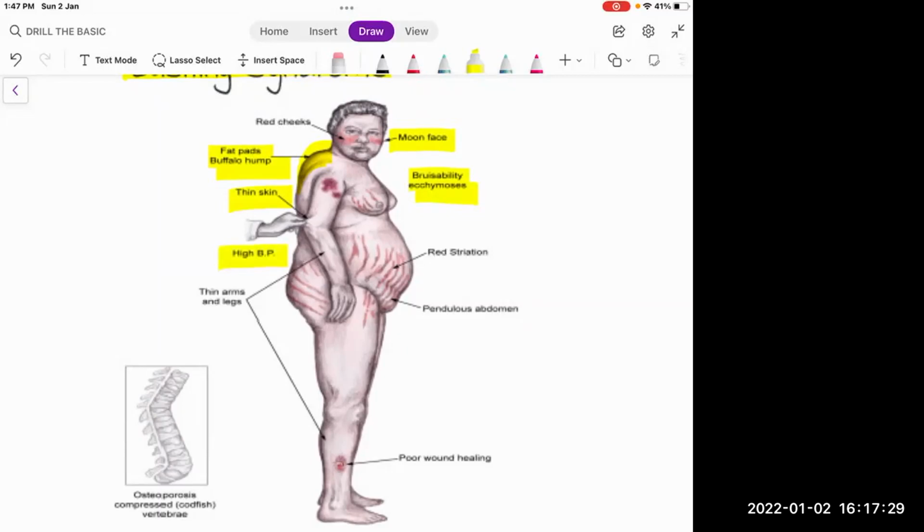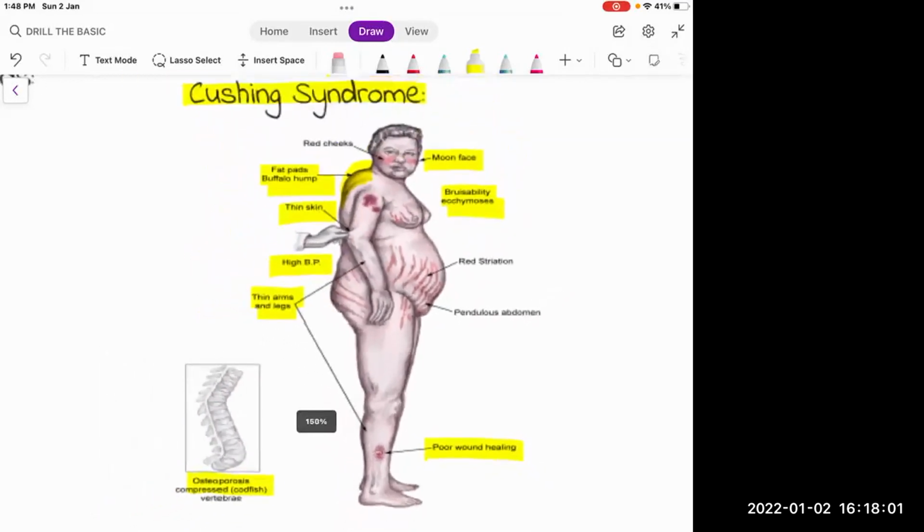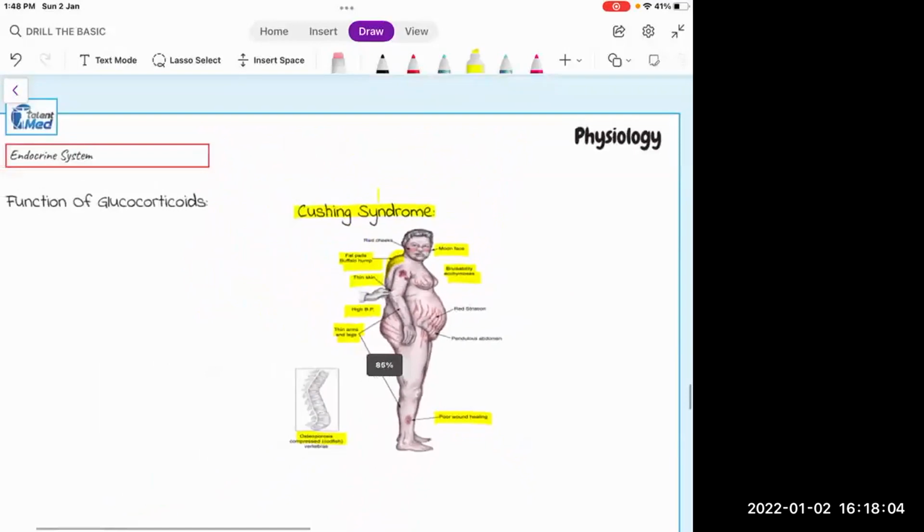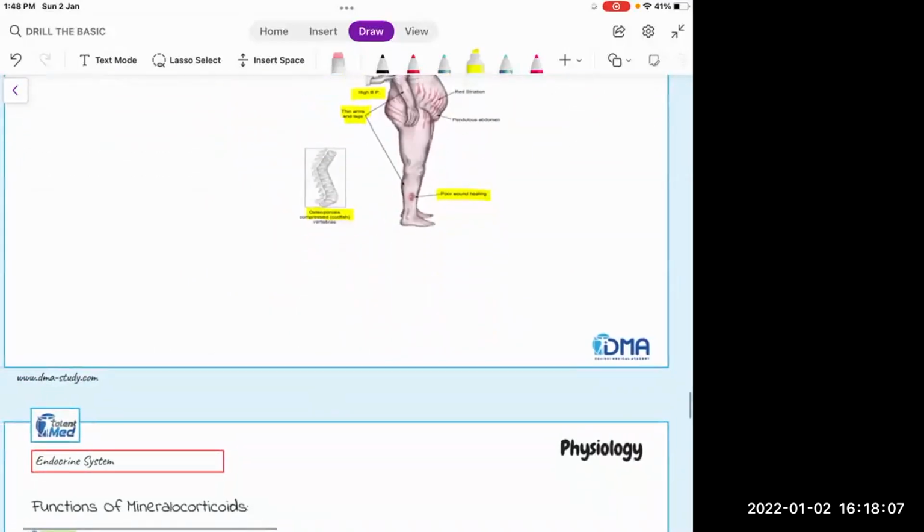So cardiac function will be very high, leading to hypertension. And then the person will have thin arms and legs because of the lipolysis, all the fat will be released and the protein will be utilized for the new molecules of glucose synthesis. And poor wound healing because it decreases the white blood cells and the immune function cells. And glucocorticoids also lead to osteoporosis because they remove the storage form of calcium from the bones, demineralization.